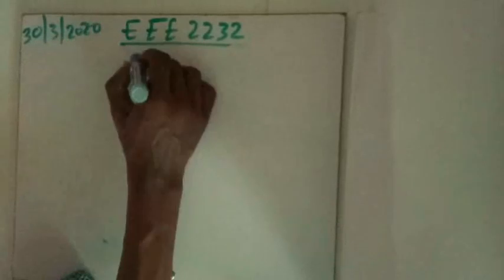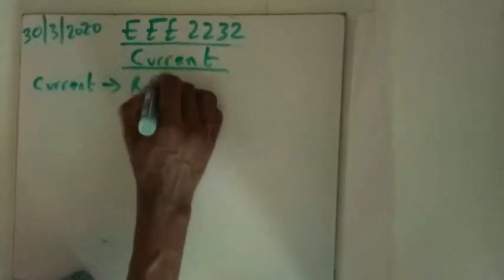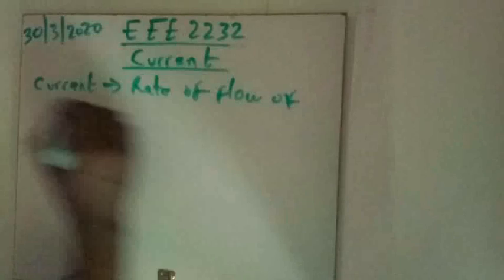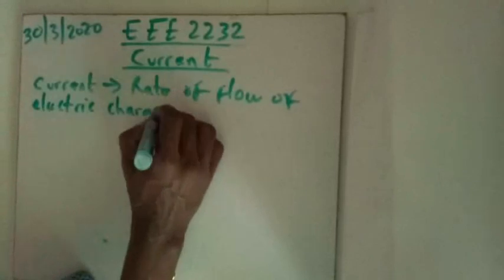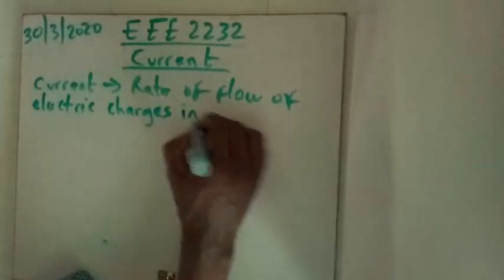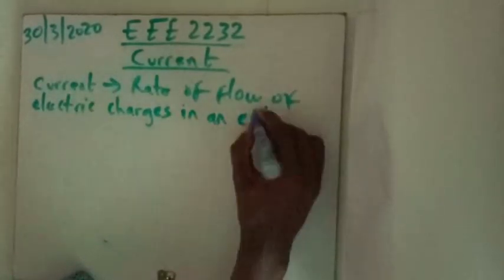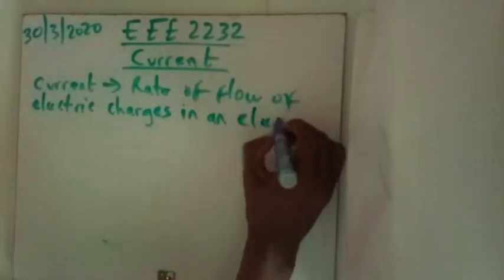So let's go to current. So what is current? Current is the rate of flow of electric charges in an electric circuit.